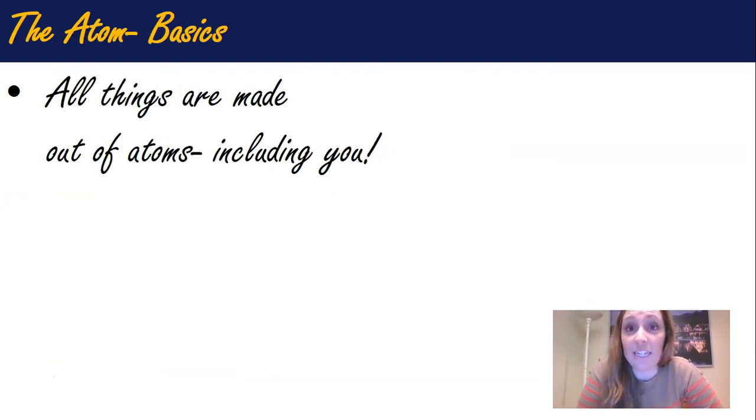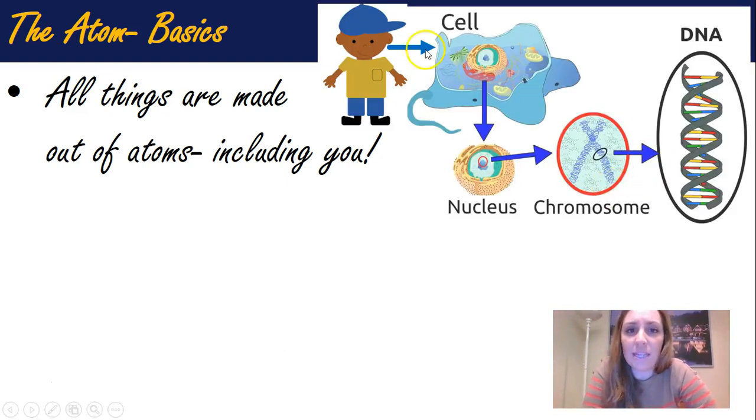Okay, all things are made out of atoms. And since you're a thing, you're made out of atoms. Now, I know in biology, you're like, oh, I'm made out of cells. Cool. Cells are made out of atoms. So we're talking a smaller scale than what you learned about as the basic unit of life. So let's say this is you. You're made out of cells. In your body, you have more cells than there are stars in all the galaxies we know about. That's how many cells are in your body.